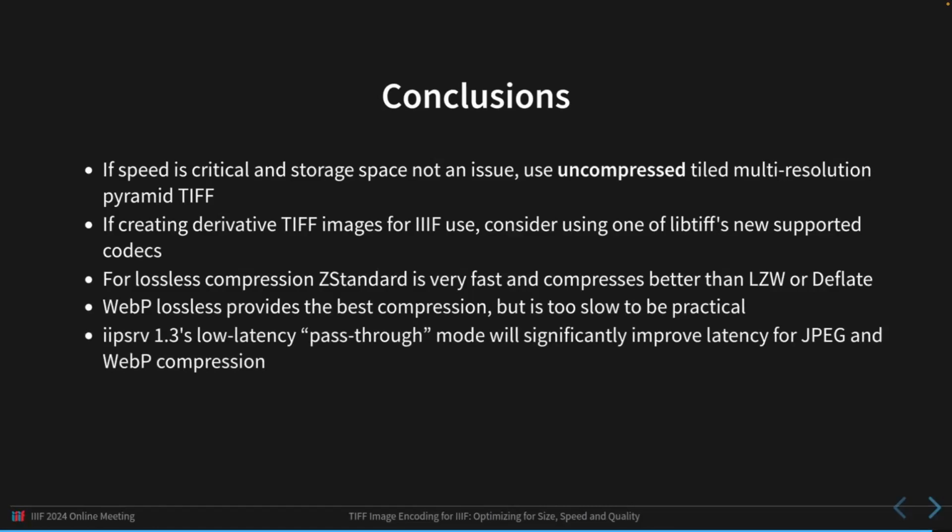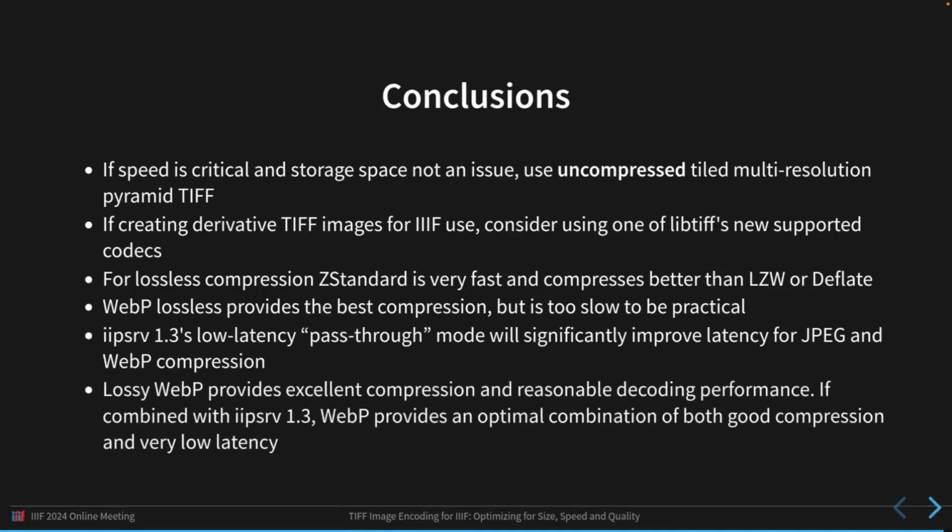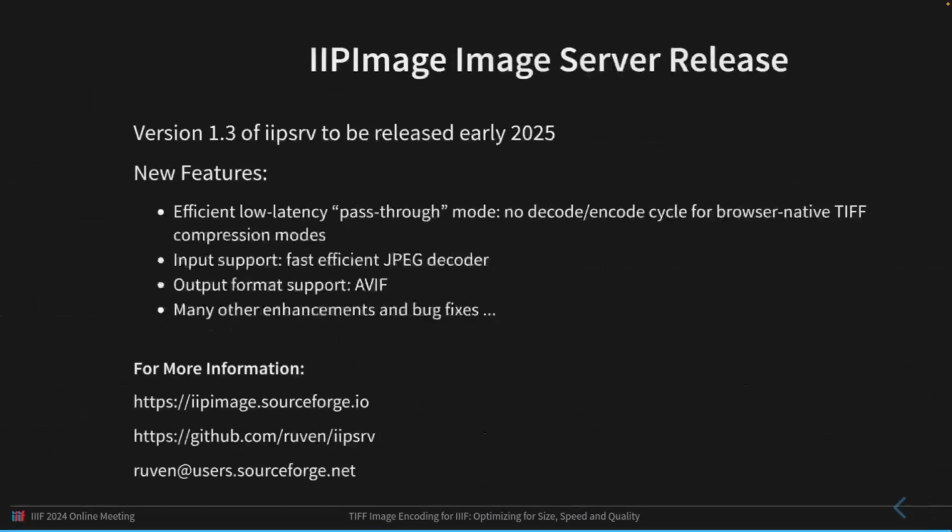IIP images new low latency mode will significantly improve latency for JPEG and WebP compression, and lossy WebP provides excellent compression and quite reasonable decoding performance. But if you combine this with version 1.3 of IIP image, WebP provides actually quite an optimal combination of both good compression and very low latency.